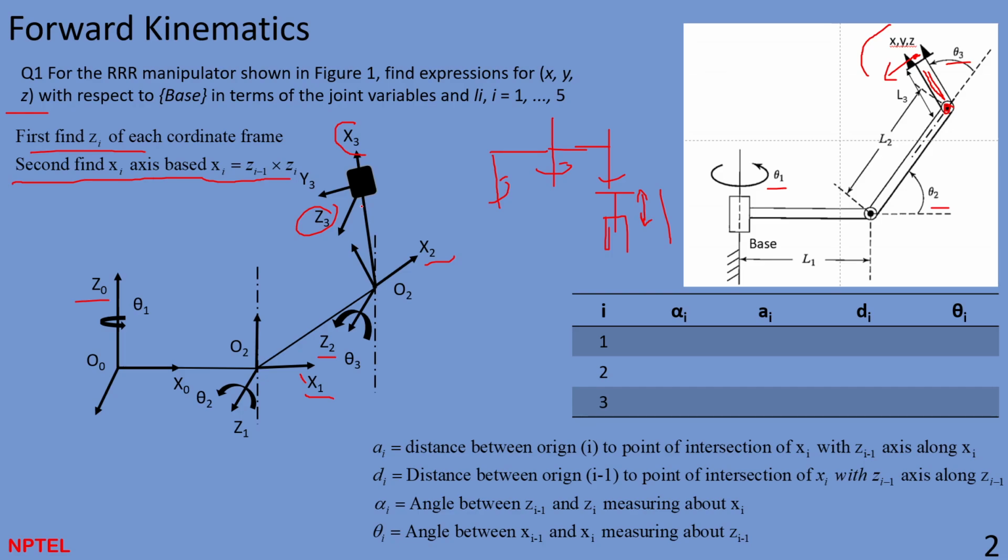When there is a common axis, you need to move along the common normal. The x3 will be along the common normal. So this line which is going like this is the common normal. This is where x3 will look like. And using the right hand thumb rule, y3 you can calculate. So again, this is x naught.